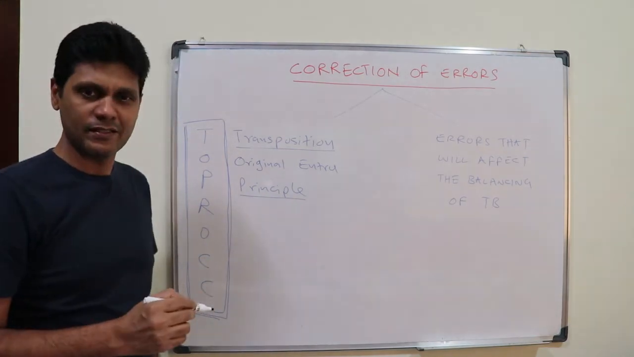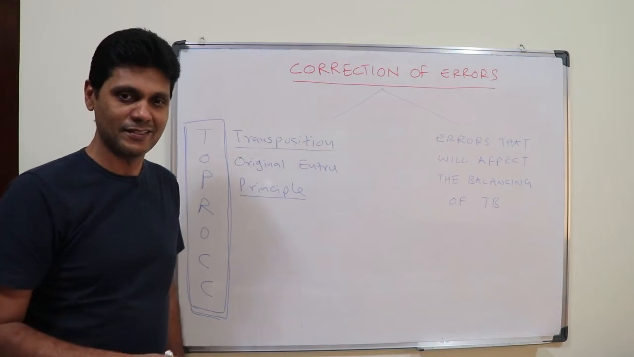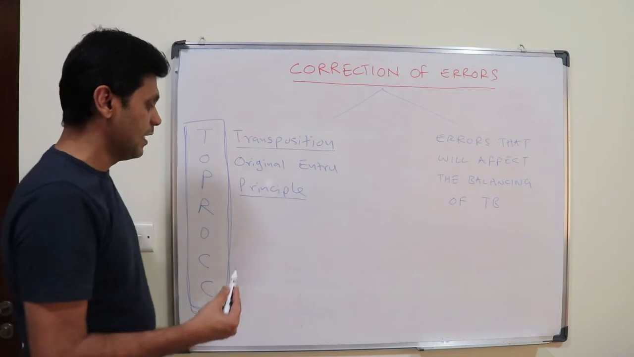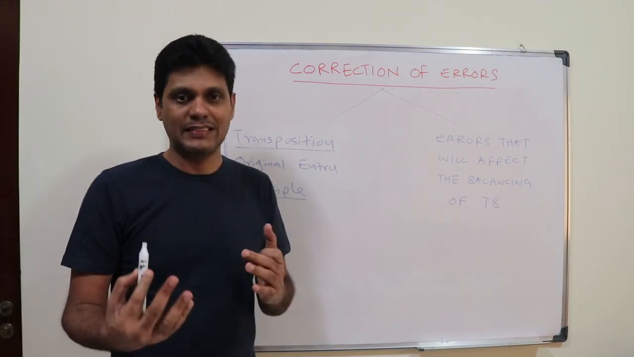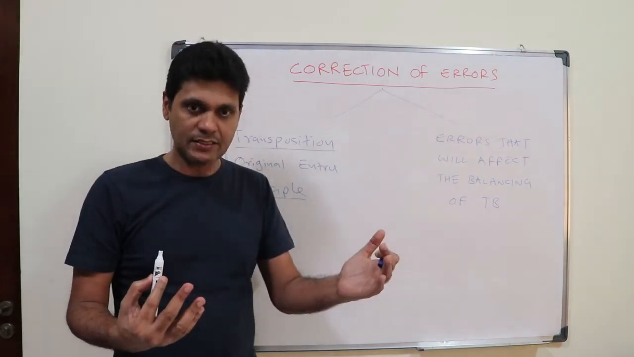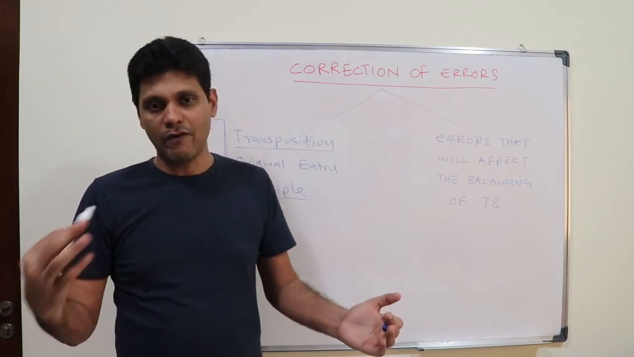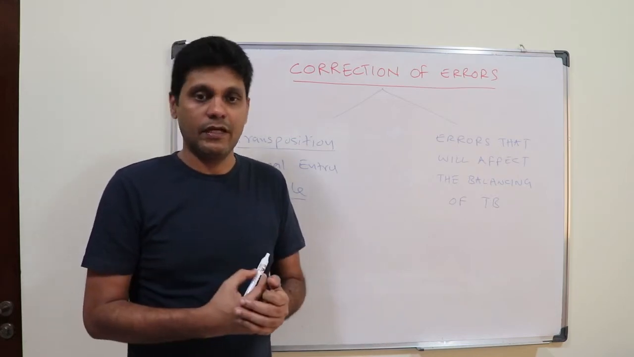What do you mean by that? Principle error. What does it mean? Wrong double entry. Wrong double entry means, let's say, now we have different classes of accounts. You have assets, you have expenses, you have revenue, you have liabilities.